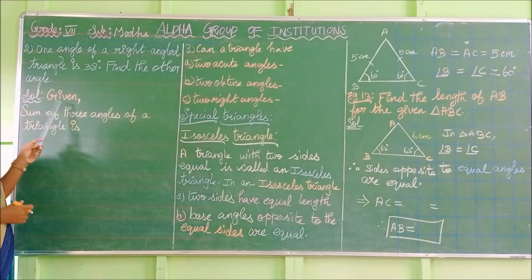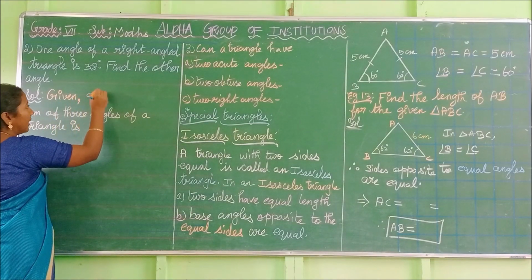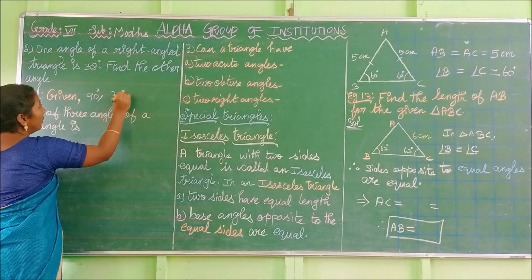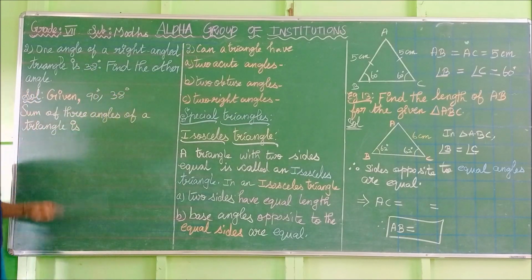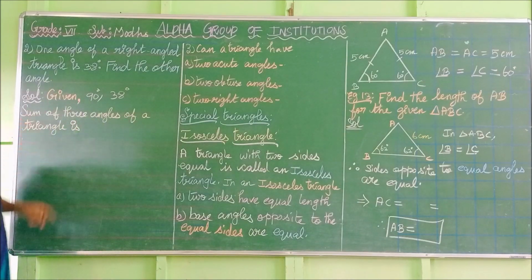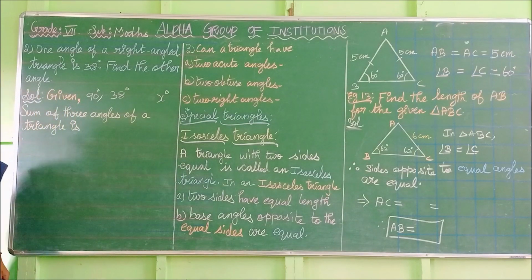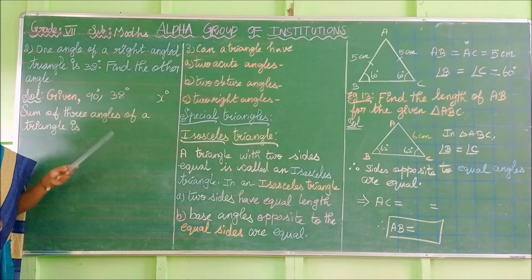So what is the data given in the question? Right angle, so it is 90 degrees. And one more angle, 38 degrees. Now we are going to find the other angle. Let the other angle be x degrees. You have the detailed steps in your classroom. So for the steps, follow your classroom.